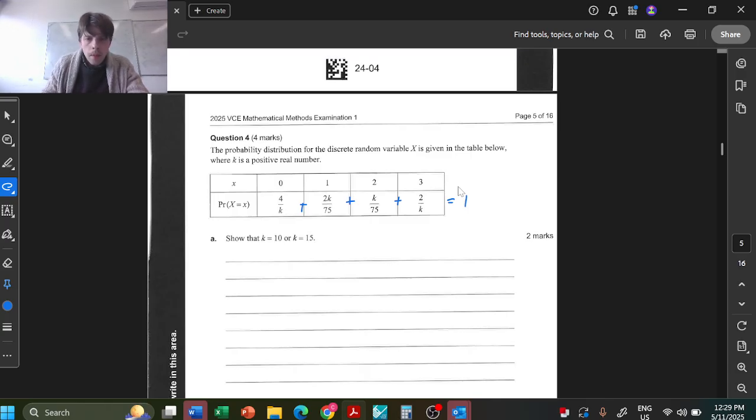First up, I'm just going to pay attention to the ones that have the same denominator. So we have 2k plus k over 75, so that's 3k over 75, plus 4 over k plus 2 over k, so that's 6 over k, is equal to 1. Now I can first simplify down that first one. So 3k over 75 simplifies down to k over 25, plus 6 over k, is equal to 1.